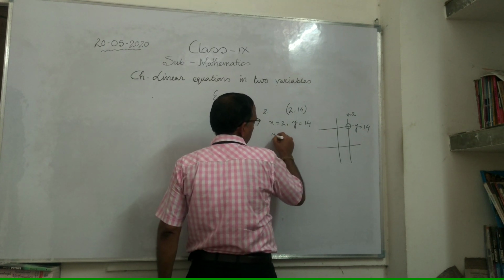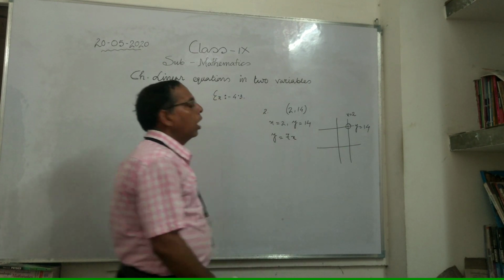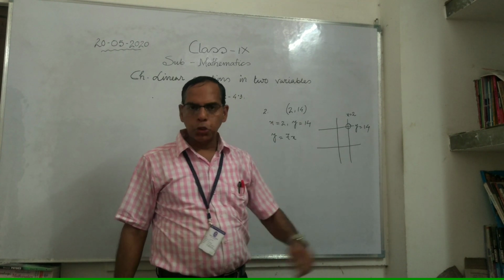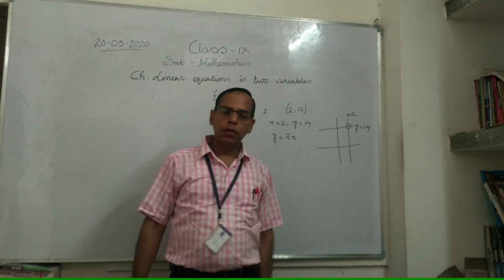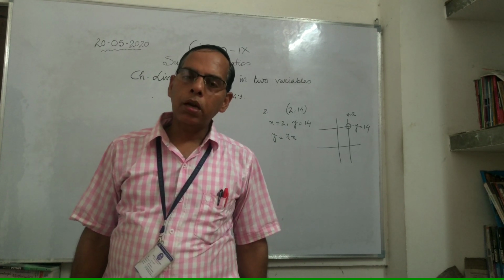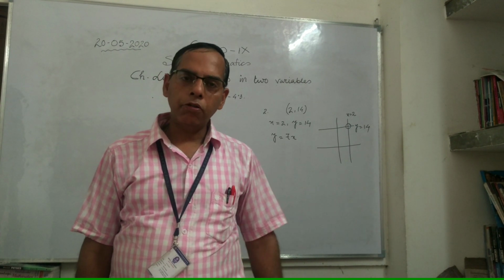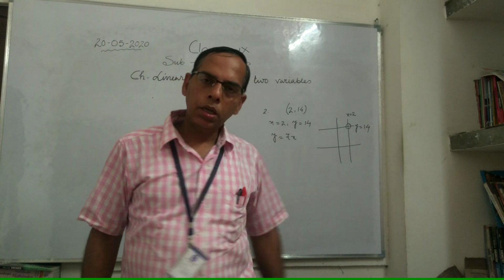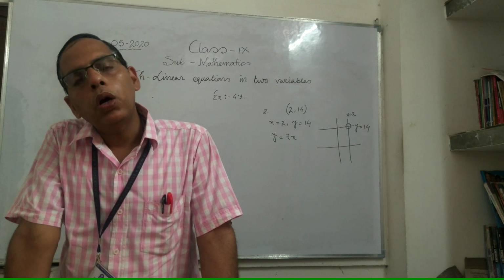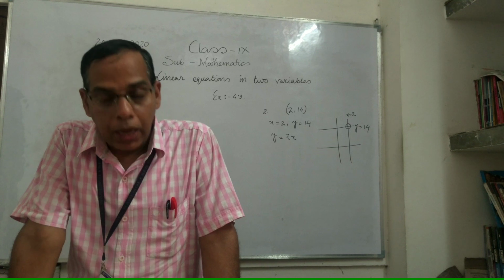See, y equal to 7x. How y equal to 7x? 7 times 2 is 14. If x equal to 2, y equal to 14. That means how many equations will there be? Infinite equations. Infinite number of equations we can form. Clear? Okay. Then next, whatever we got in the last exercise, the same thing here.